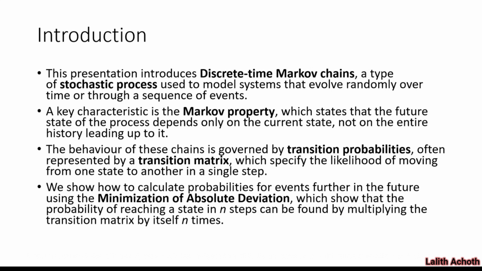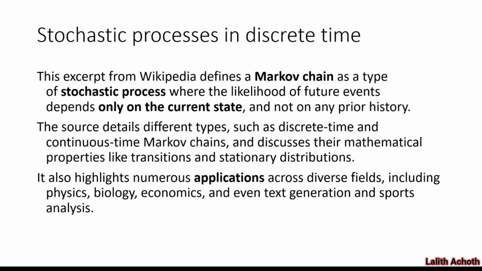We show how to calculate probabilities for events further in the future, using minimization of MAD. That's a method we use. We show that the probability of reaching a state n steps ahead can be found by multiplying the transition matrix by itself. I'll explain that as we go. So it's a stochastic process in discrete time, and we convert it to this.